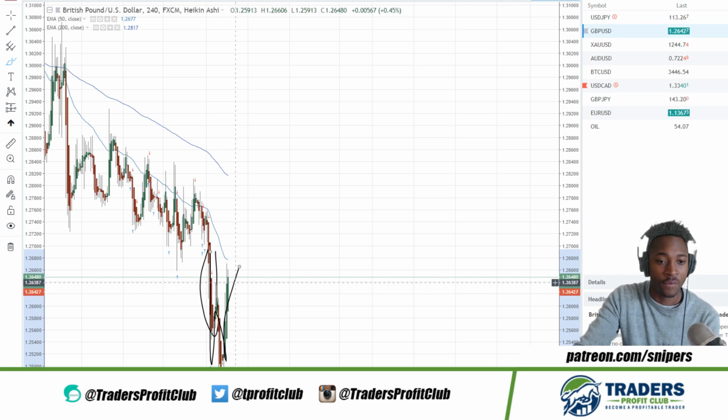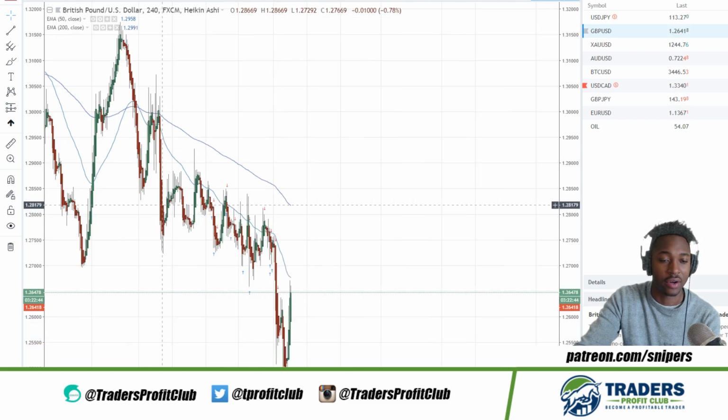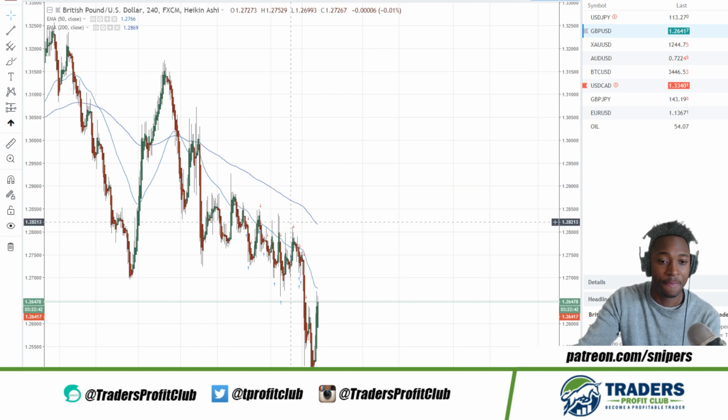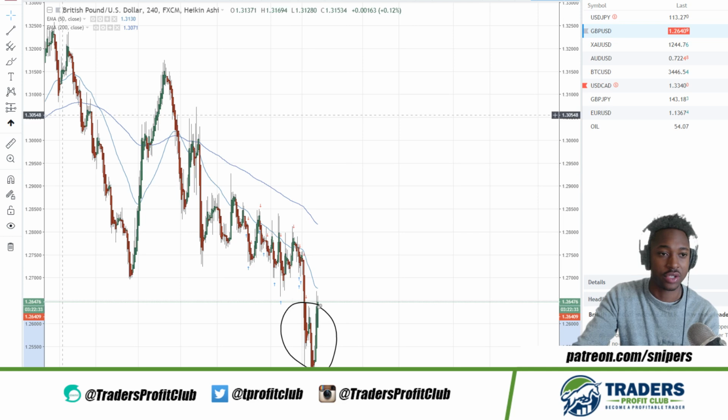This is something that I take into consideration when I'm looking at trends, because now not only is this possibly the end of this micro trend, in my opinion, but I also see this as a stop hunt, and we'll go into stop hunts and what exactly a stop hunt is. I know a lot of you guys know what a stop hunt is, but I want to make sure that everybody understands what a stop hunt is.